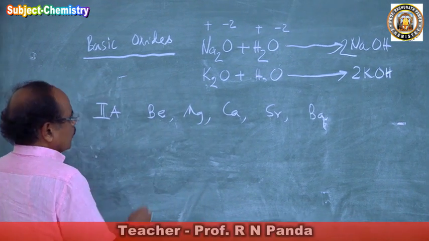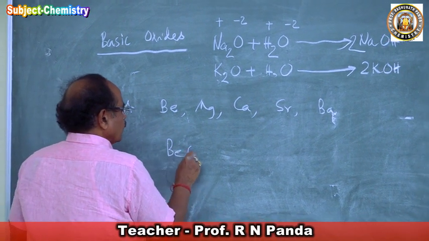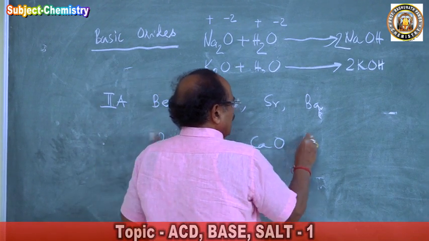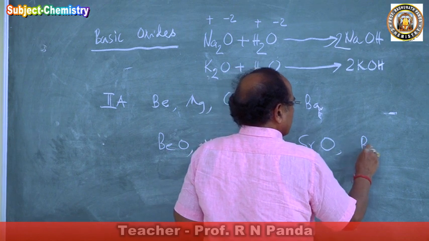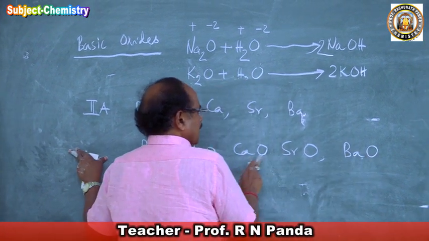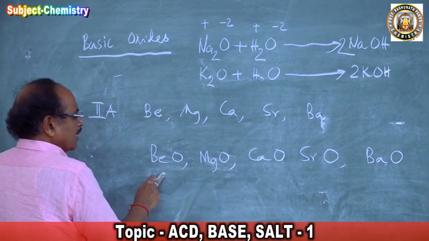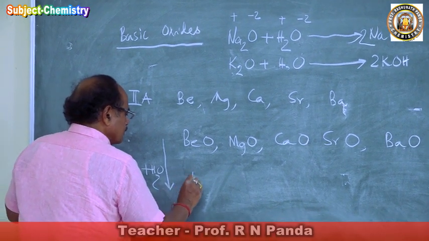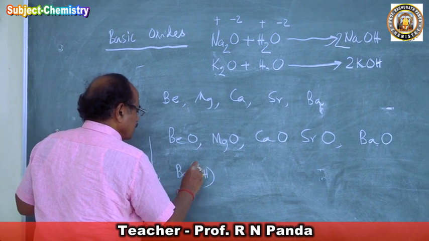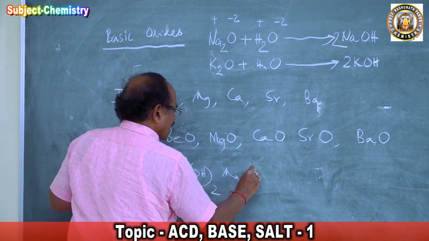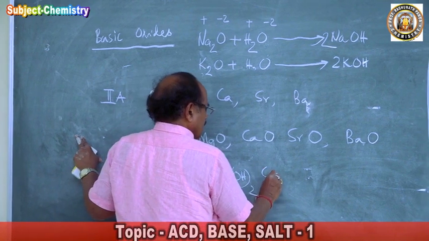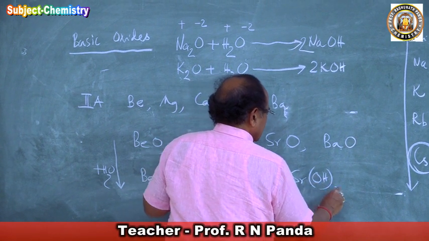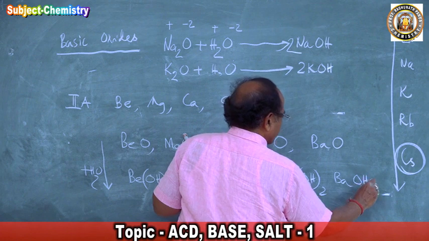All these react with oxygen to form BeO, MgO, calcium CaO, SrO and BaO. Barium oxide, strontium oxide, calcium oxide, magnesium oxide, beryllium oxide. Now the moment we add water to this, this will form barium hydroxide, this will form magnesium hydroxide, this will form calcium hydroxide, this will form strontium hydroxide, this will form barium hydroxide.